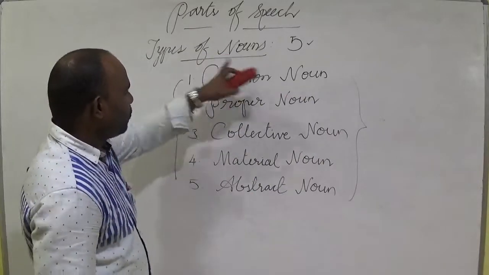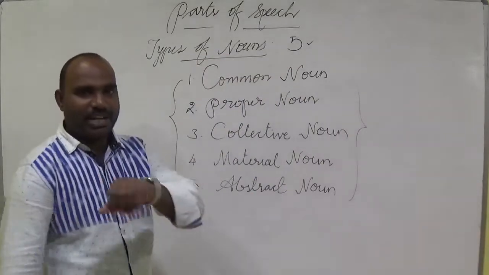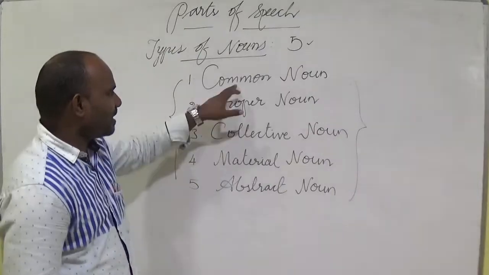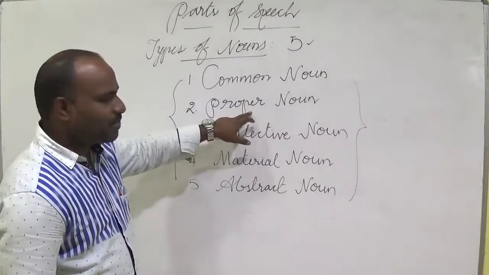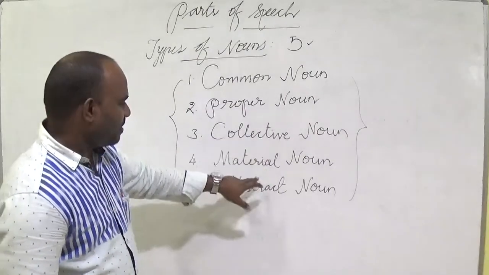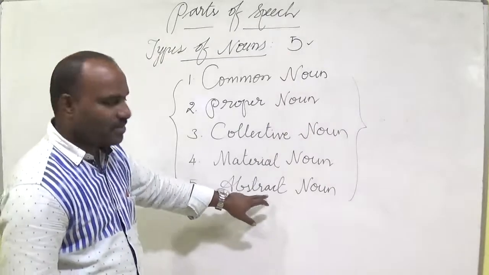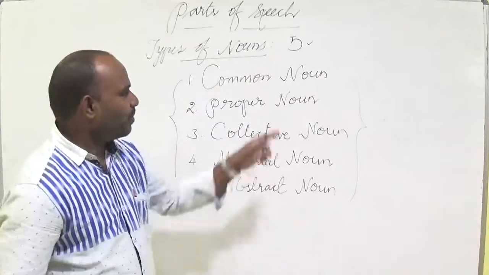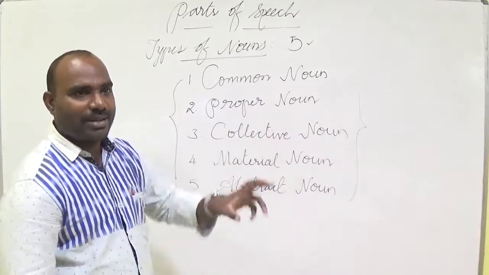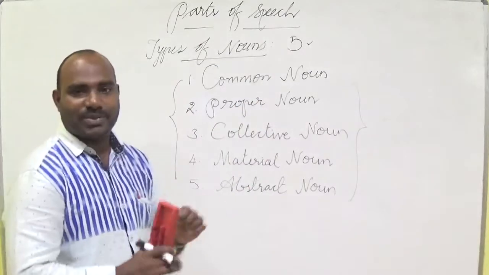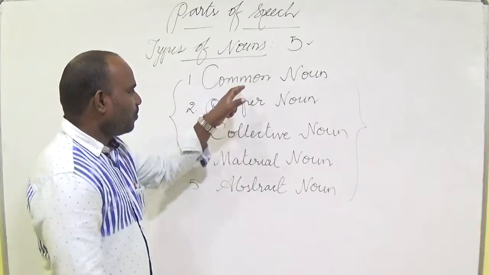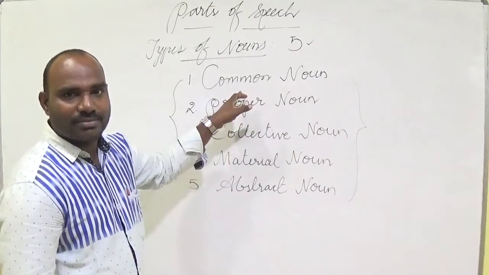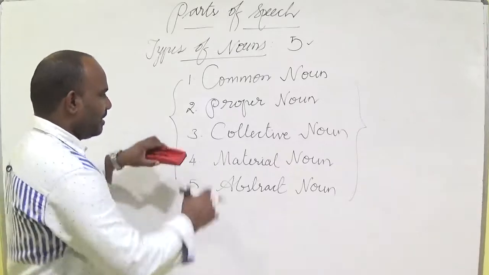So these are the 5 types of nouns in English. Nouns can be classified into 5 types: common noun, proper noun, collective noun, material noun, and abstract noun. You should be able to know what is a common noun and what is a proper noun, and how to identify the different types of nouns. First we'll see what is a common noun.